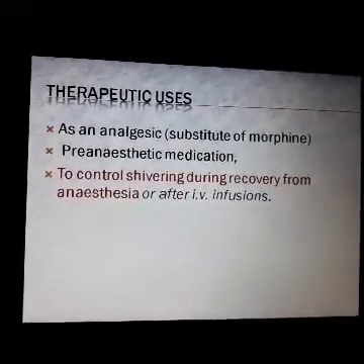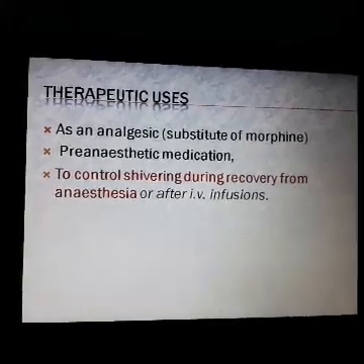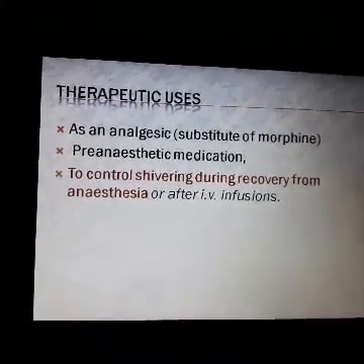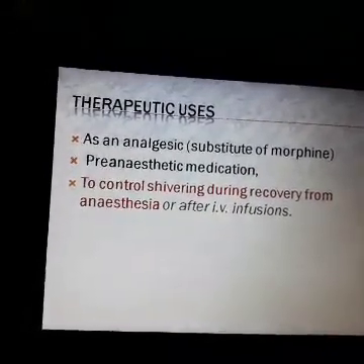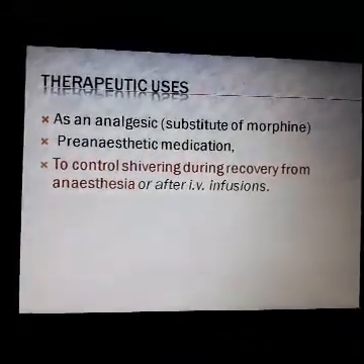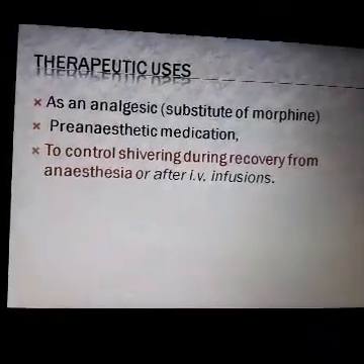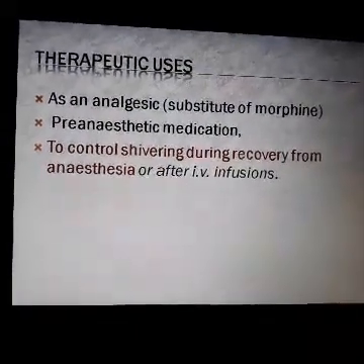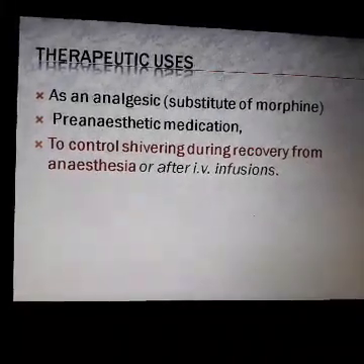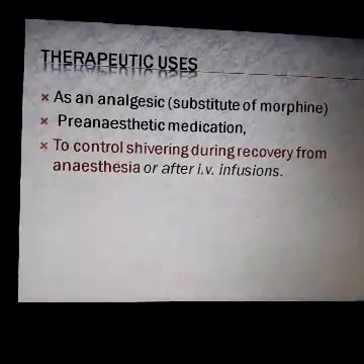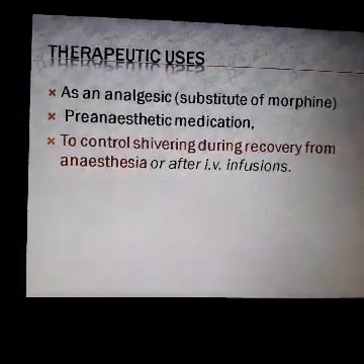So after recovery from anesthesia, after general anesthesia for any surgery, or even when a large amount of IV fluid is given to treat shock, the patient often complains of shivering, and this shivering can be treated by pethidine, because pethidine lowers the threshold temperature of shivering. That means the temperature at which patients shiver, pethidine further lowers. That's why the patient does not shiver at room temperature.